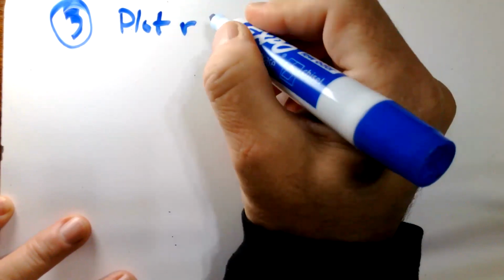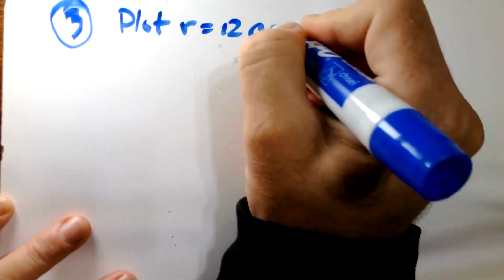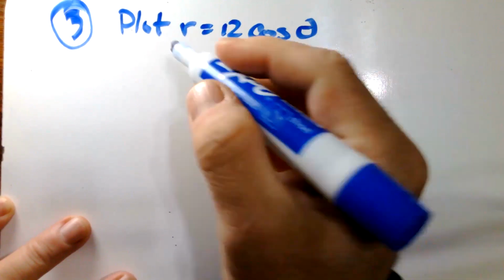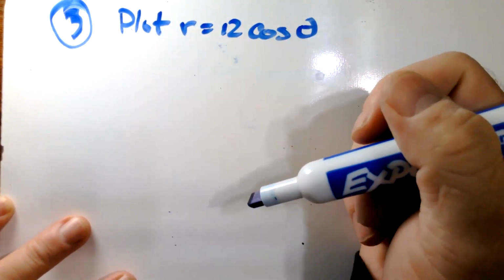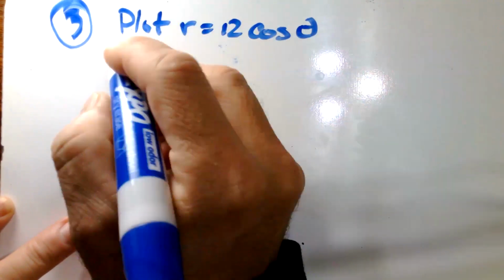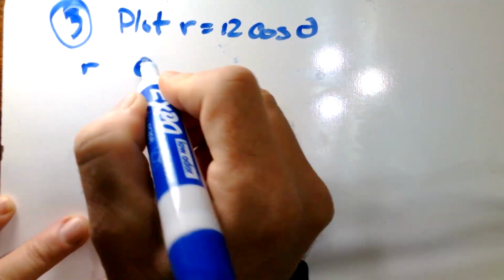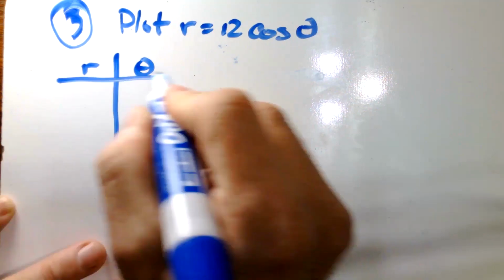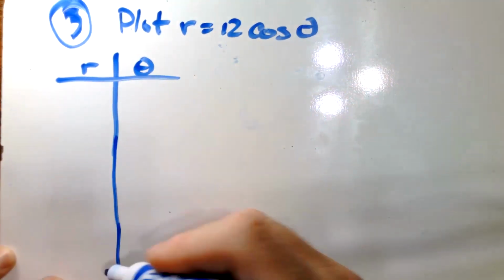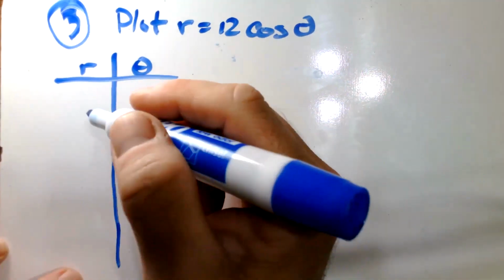So example three for the notes, we want to plot, what was this equation? It's r equals 12 cosine theta. Okay, so r is a function of theta. So how do we do this, plotting it by hand? Well, this goes back to our pre-calc days, or when we were learning how to graph very basically in whatever grade level we were.